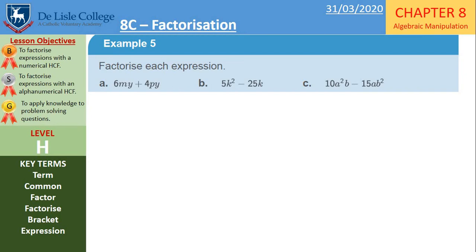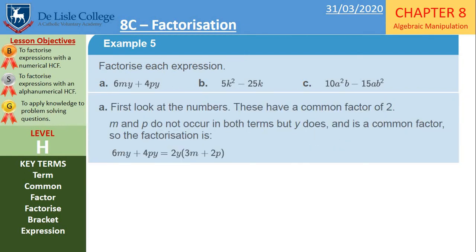Okay, 3 examples. Copy these into your books as we go along. Pause the video when necessary. So question A, we've got 6 and 4. The highest common factor there is 2. We also have a y in both terms, so we have a common factor of 2y. So we have 2y and then brackets 3m plus 2p.